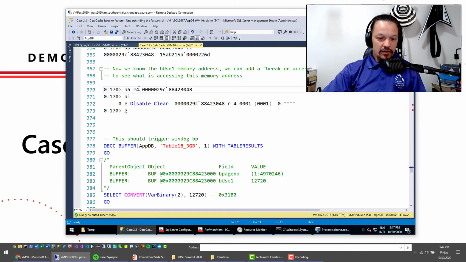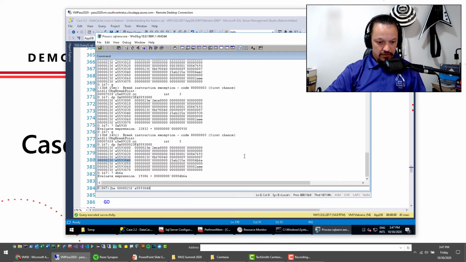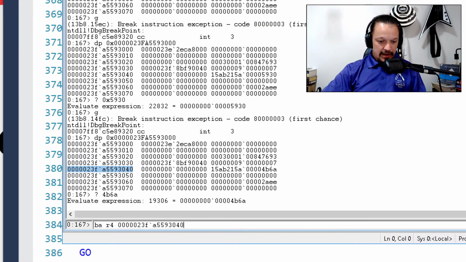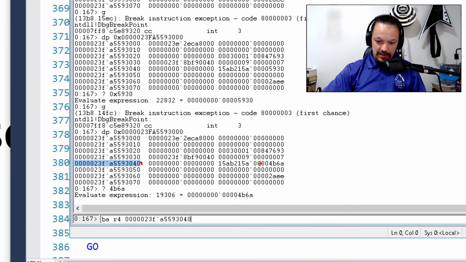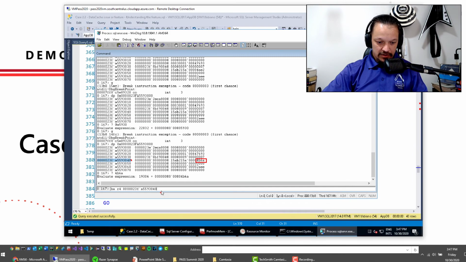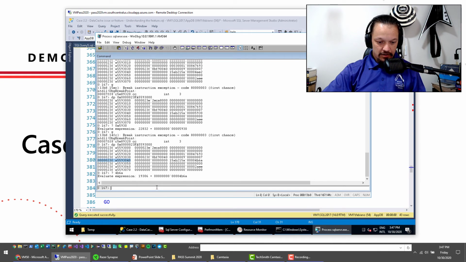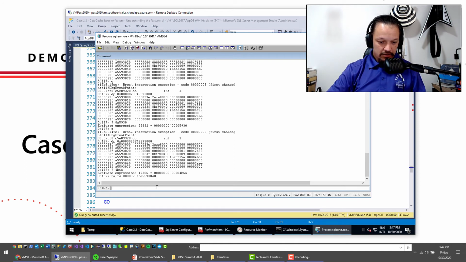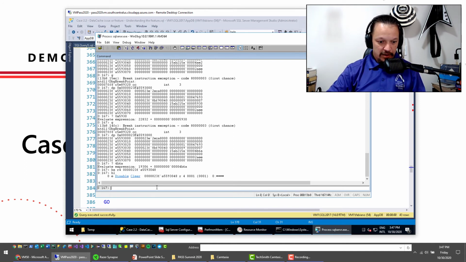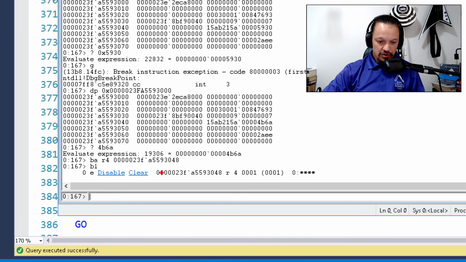BA, and then R4. I want to see all the, and then a command. So BAR4. And I don't want to access this one because the position is actually this one. So this, oh, my bad. This is actually 8. BAR4. That should work. Okay, let me breakpoint list, BL, to show the breakpoints.